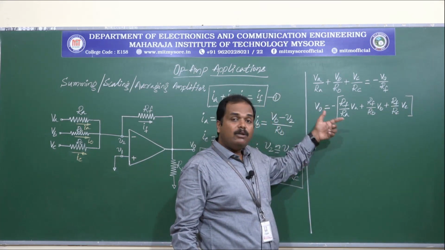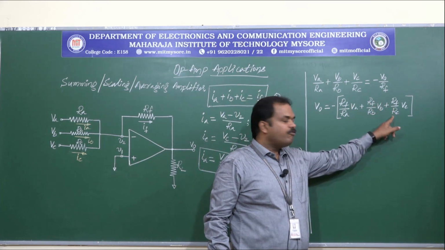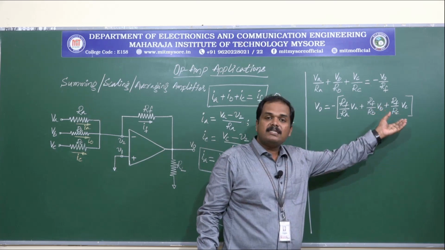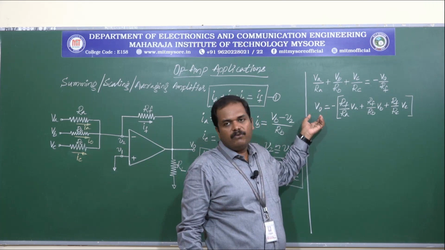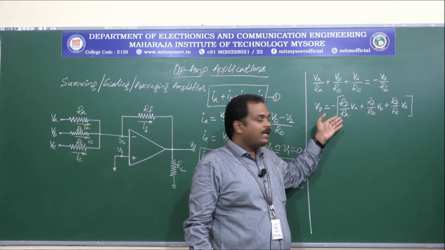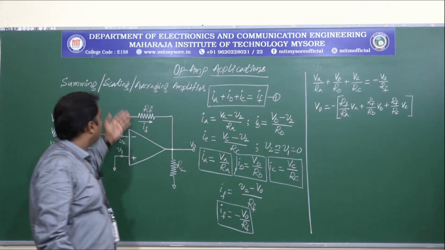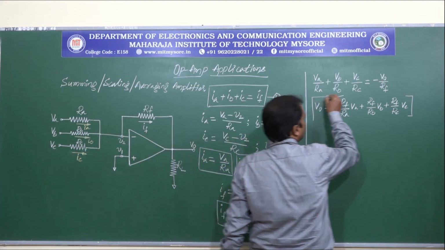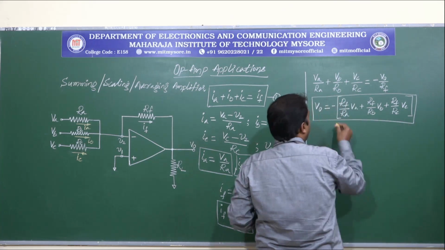Now depending on the values of RF by RA, RF by RB and RF by RC, a portion of VA, VB, VC will be considered for the summation of V0. So with these different values for RA, RB, RC and RF, this circuit can work as a scaling amplifier. So this is the expression what we have for scaling amplifier.